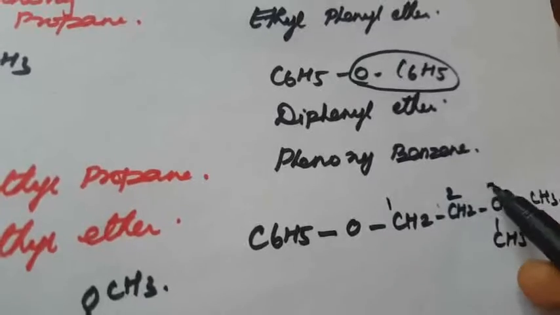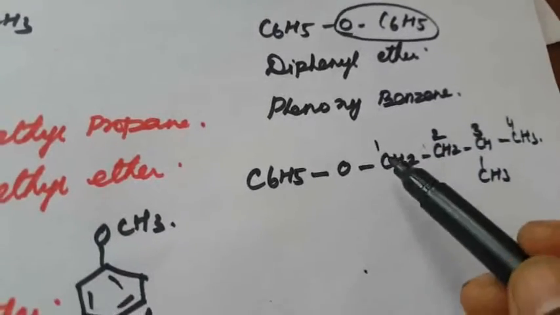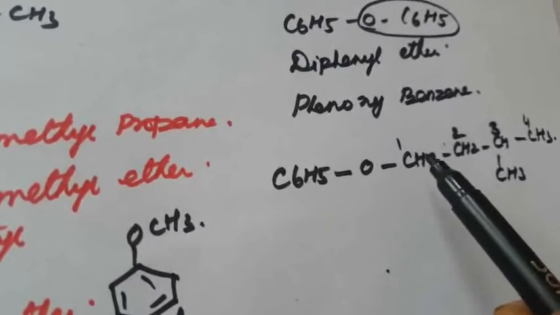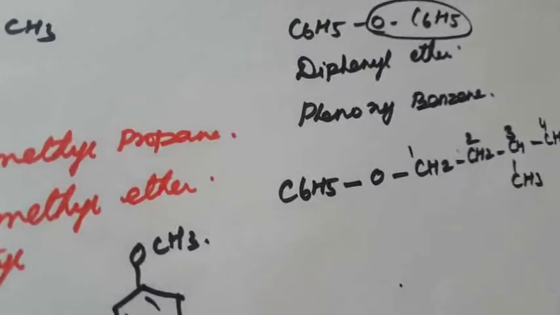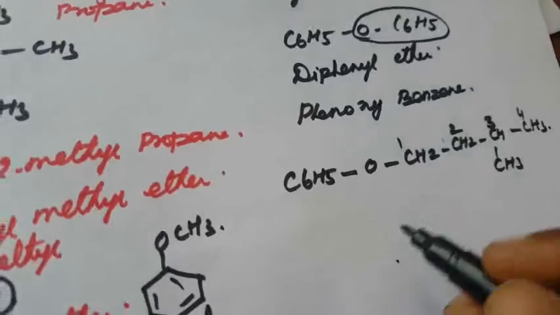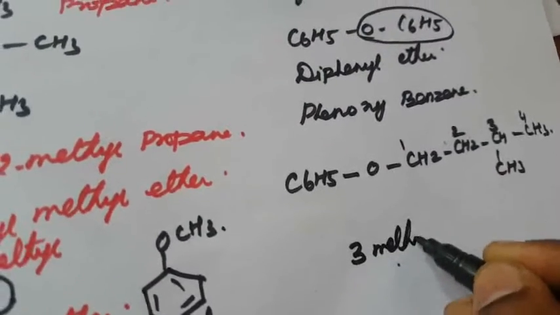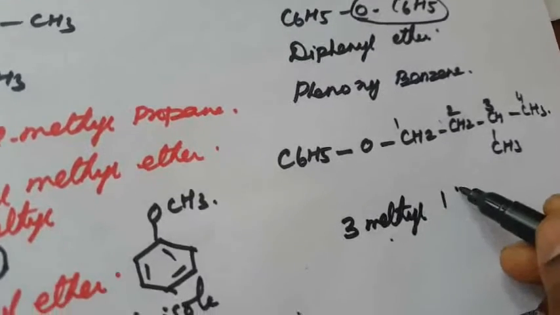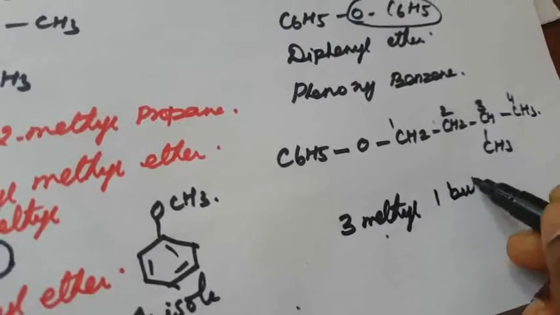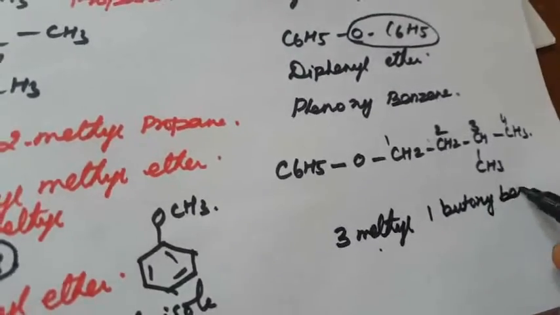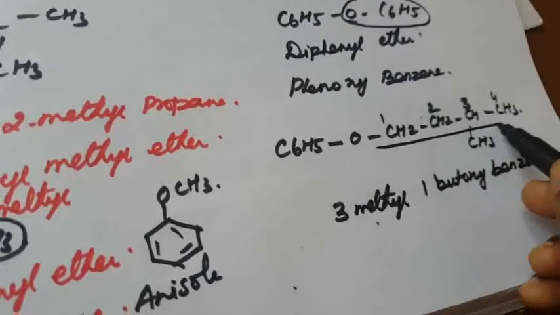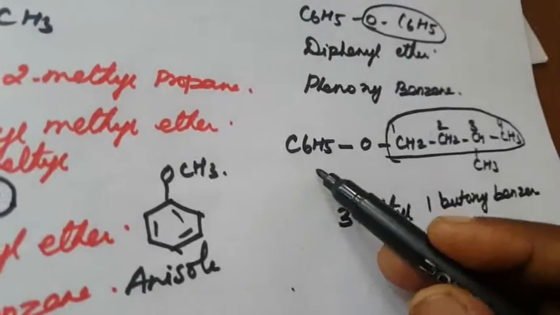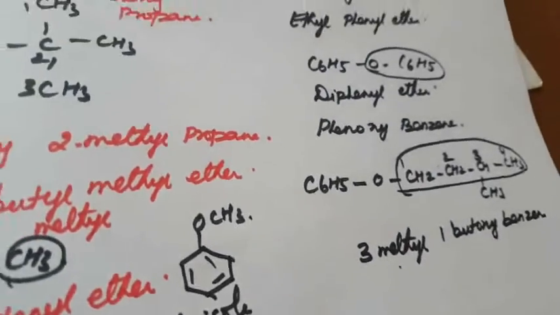One, two, three, four. Okay, so that is the first portion containing the butoxy. So this is the butoxy. So how to write the name? 3-methyl, third portion containing 3-methyl, 1-butoxy, benzene. This is called butoxy. 1, 2, 3, 4. That is butoxy benzene. So this is benzene: 3-methyl, 1-butoxy benzene.